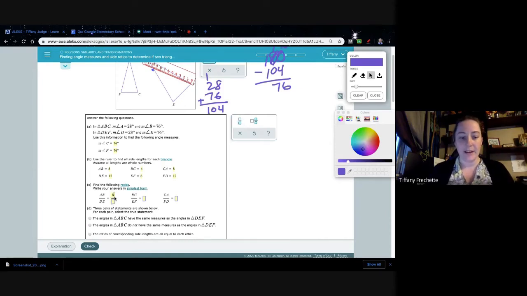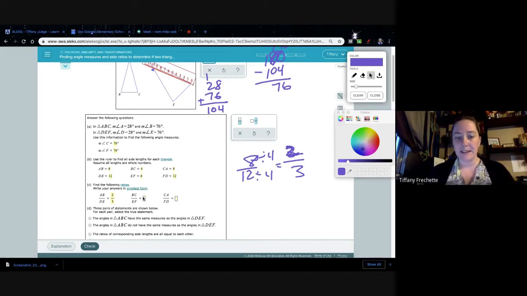So we have 8 to 12, but that's not necessarily the simplest ratio, is it? Because 8 and 12 can both divide by 4. So 8 divided by 4 is 2, and 12 divided by 4 is 3. So when we type it in here, we want to make sure it's the simplest ratio. So we have 2 and then 3 for the next one.